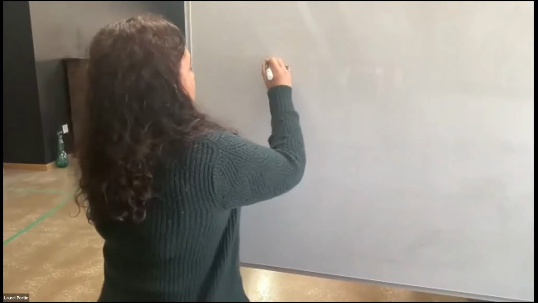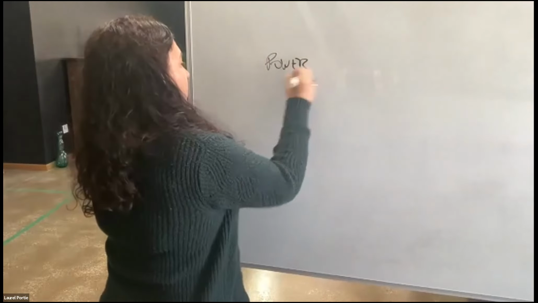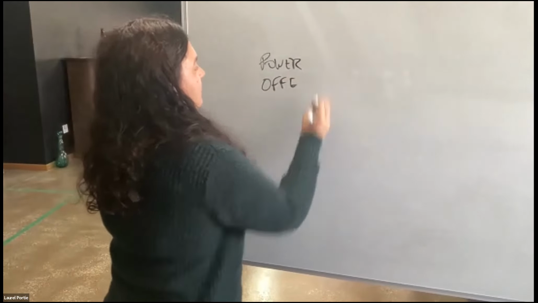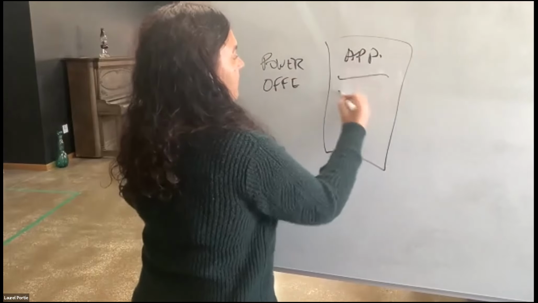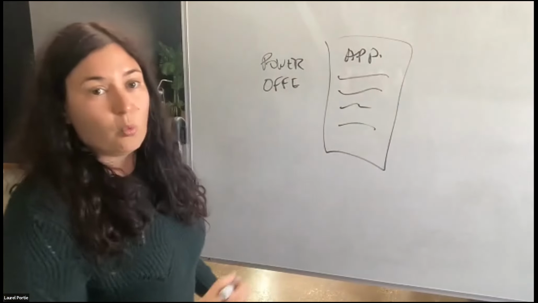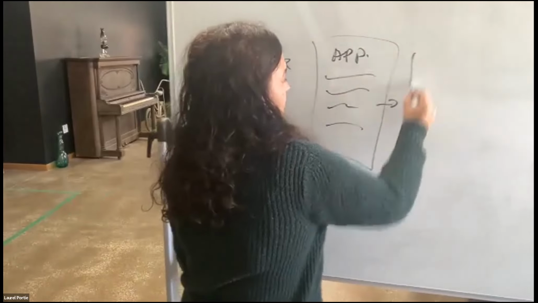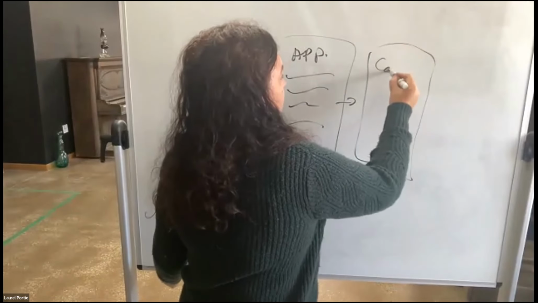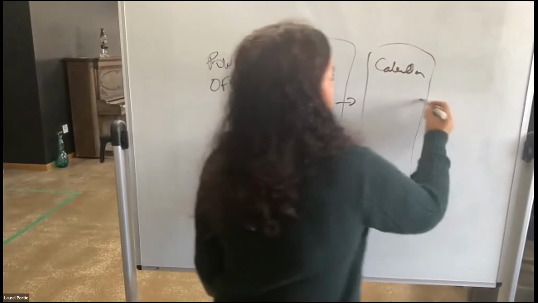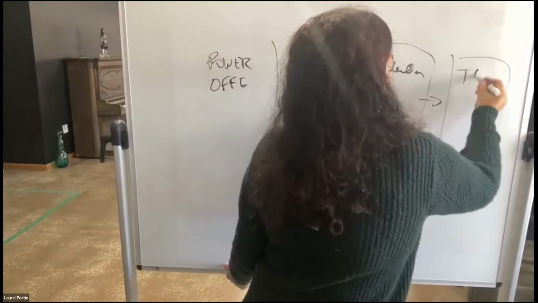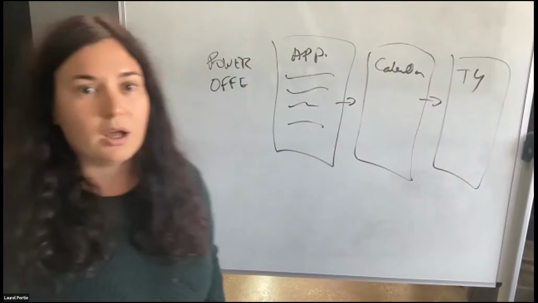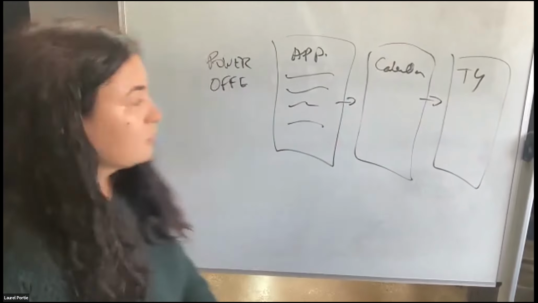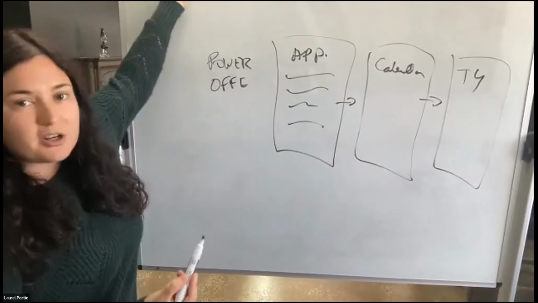Okay. So we have our power offer, and then we have our application funnel, right? So people are filling out the application. Once they submit that application, it goes to a calendar, right? And then a thank you. Everyone can see that? Okay. So this is what a typical application funnel looks like.